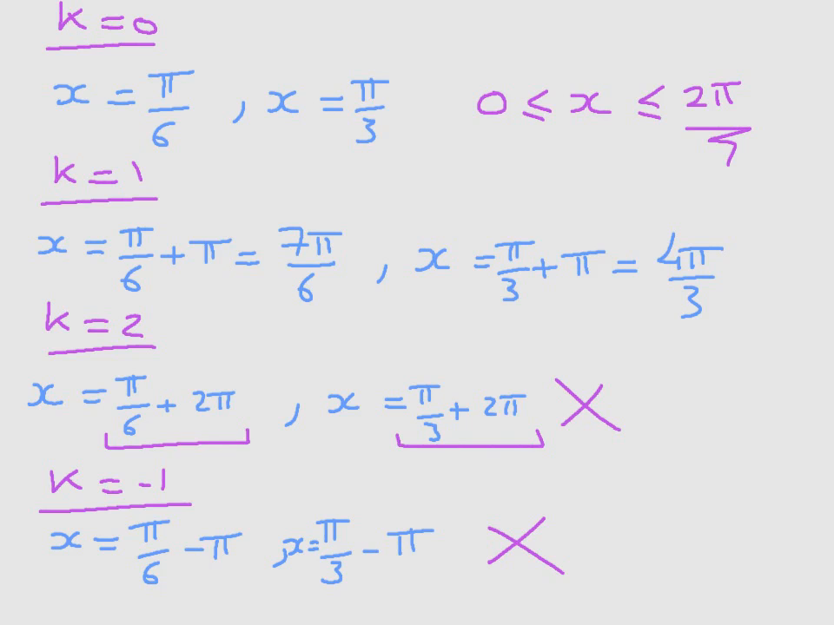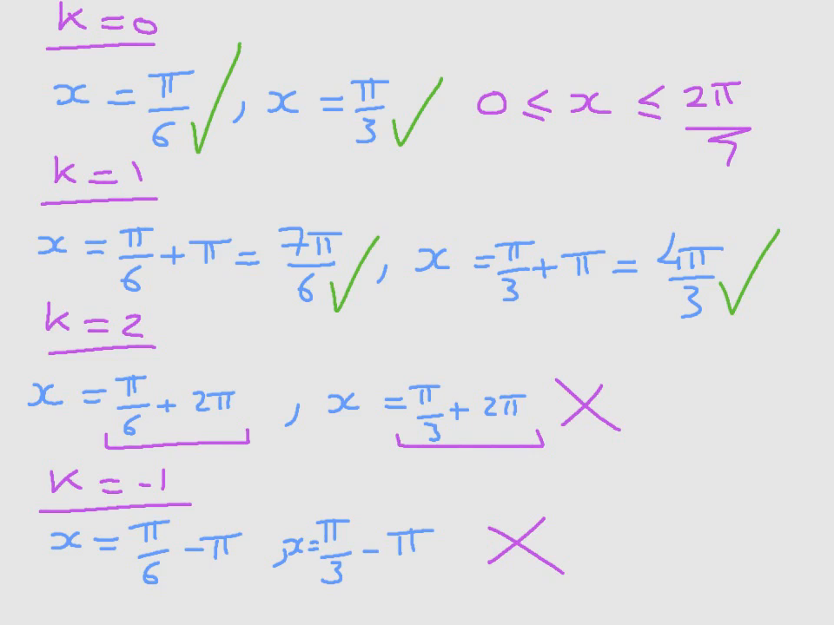So summing up, we have 4 different solutions, which are fine. For k equals 0, we found pi over 6, which was okay. We also found pi over 3, which was okay. For k equals 1, we found 7 pi over 6, which was fine, and 4 pi over 3, which was okay. Those are our only solutions.